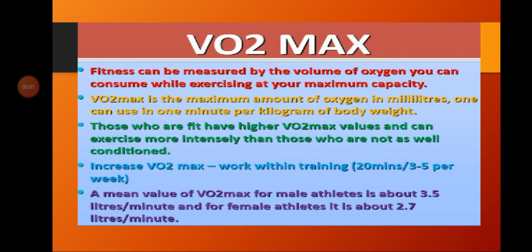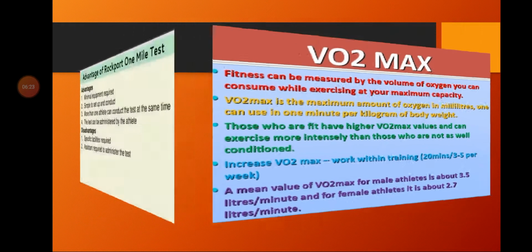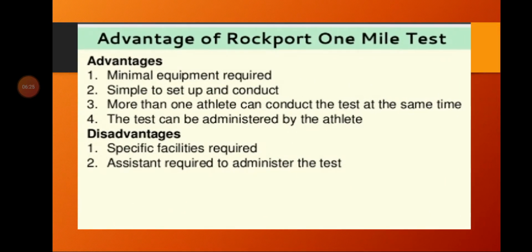Increase of VO2 max: work within training, that is 20 minutes, 3 to 5 times per week. A mean value of VO2 max for the male athlete is about 3.5 liters per minute, and for female athlete it is about 2.7 liters per minute. Then advantage of Rockport 1 mile test.